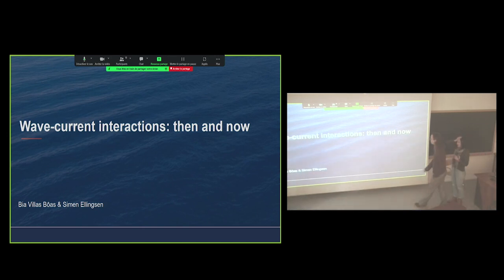As Jean said, Simen and I combined talks, and the first half of the talk we're going to focus on horizontal shear. I'll do that, and then I'll hand it over to Simen, who's going to focus more on vertical shear and turbulence. And we hope, if we have time, to have a bit of a discussion after.